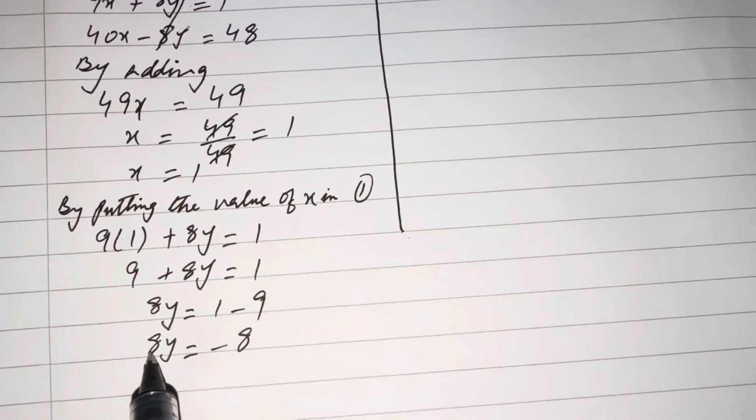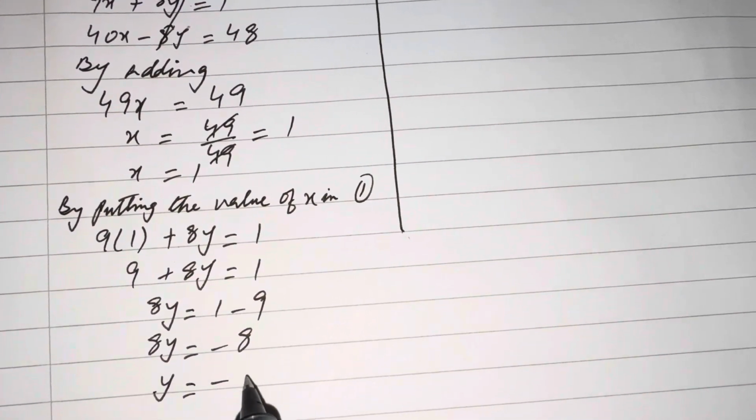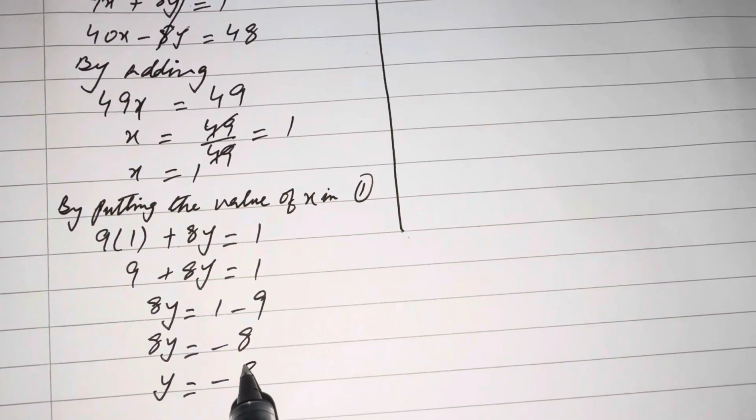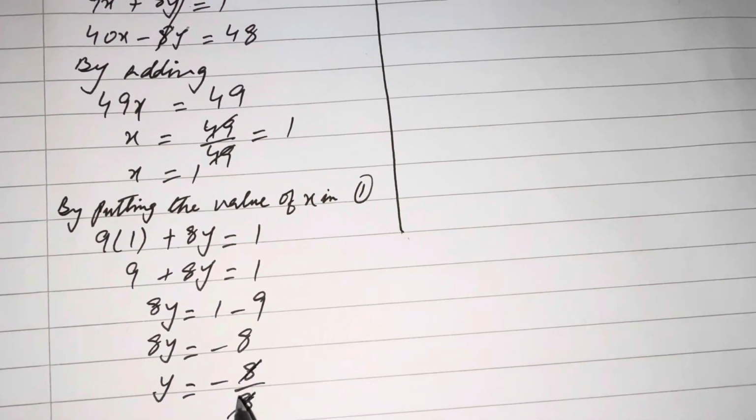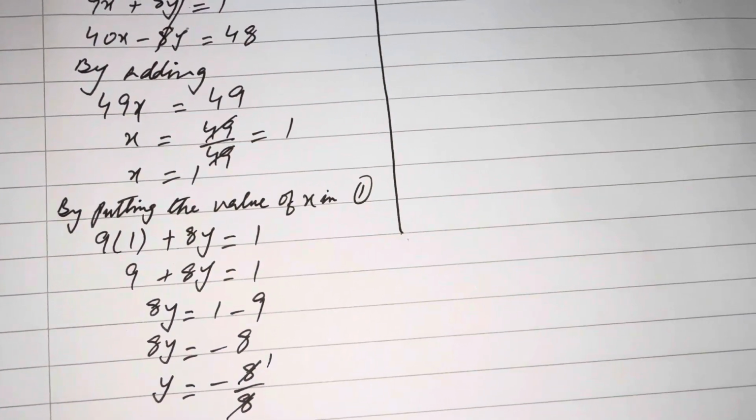So this 8 is multiplying by y. So when you take it to the other side, it will be divided with the number on the other side. So 8 divided by 8, 8 ones are 8. So the value of y will be minus 1.